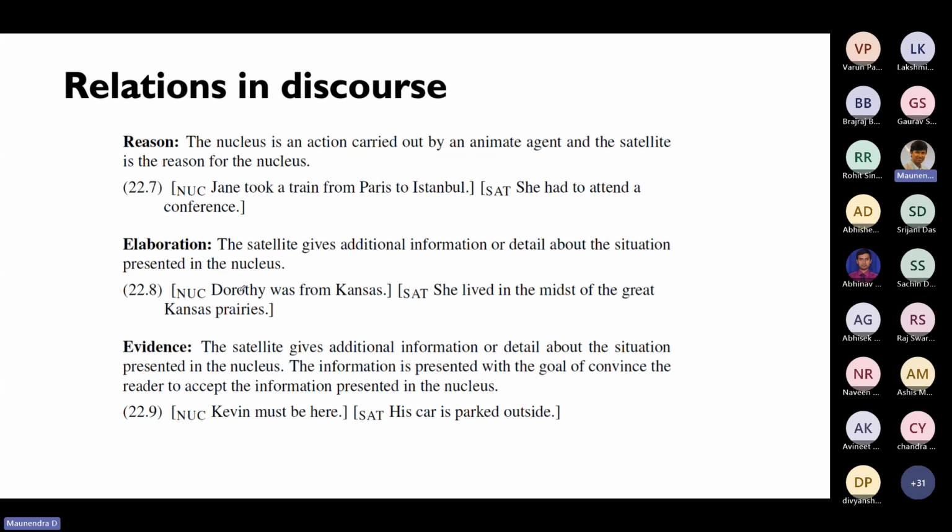Then suppose you have this one. Dorothy was from Kansas. She lived in the midst of the Great Kansas Prairies. Again, here is the central thought, and this is some kind of elaboration on where in Kansas she used to live. So again, there's an edge from satellite to nucleus, and the label of that edge could be elaboration. Next, Kevin must be here. His car is parked outside. What does it mean? This is again the core thing, and this is supporting evidence. So again, another connection, and the label is evidence.